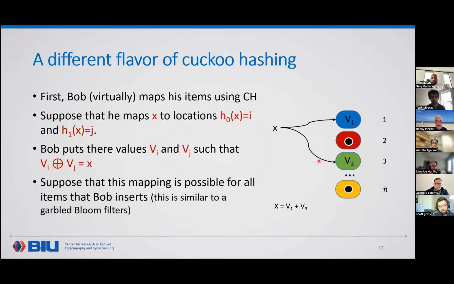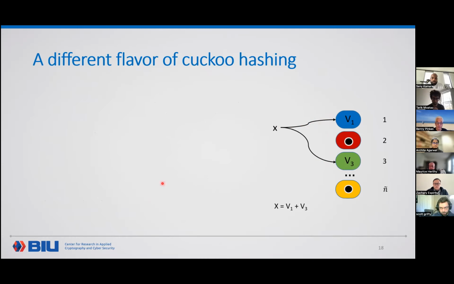But suppose you can do that. Suppose Bob can do cuckoo hashing like this. So instead of retrieving X from either this bin or this bin, he retrieves both bins, XORs the results, and learns X. This is similar to Garbled Bloom filters, if you have heard of this term. Okay, so why is this useful?